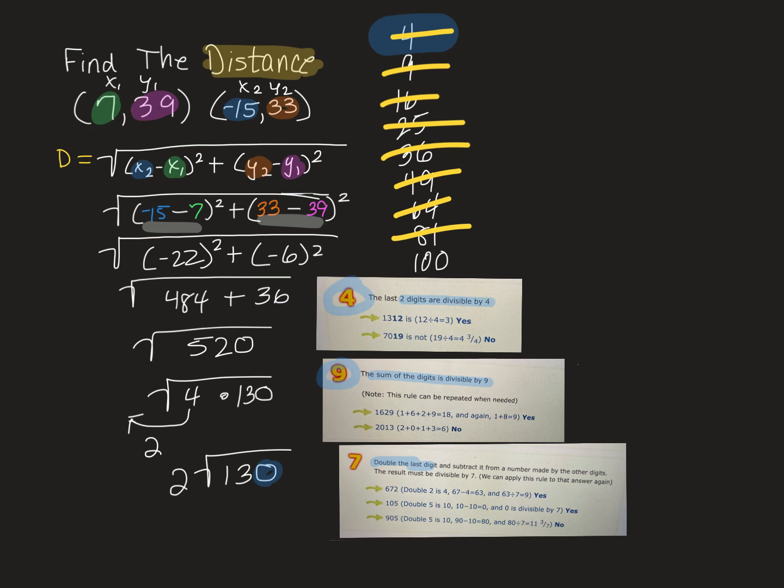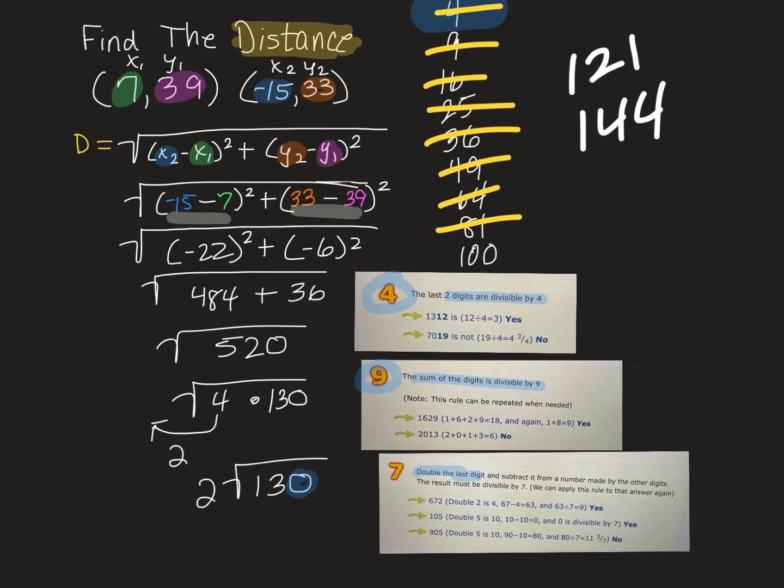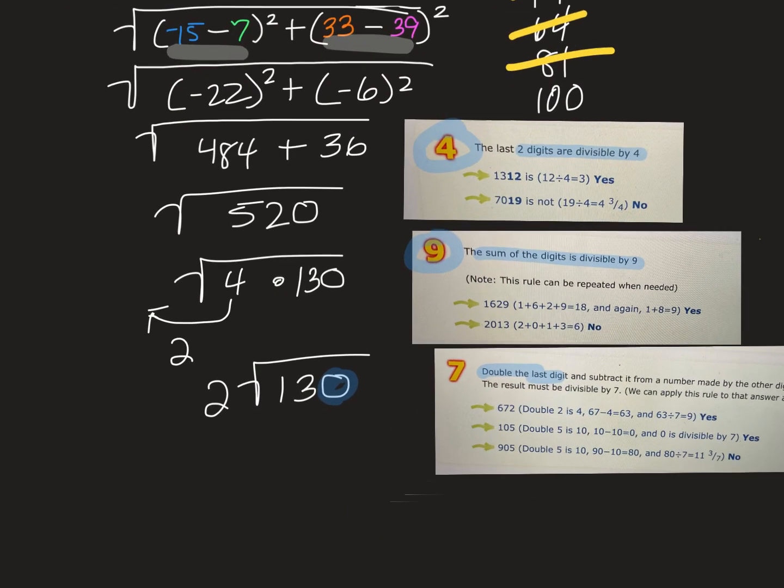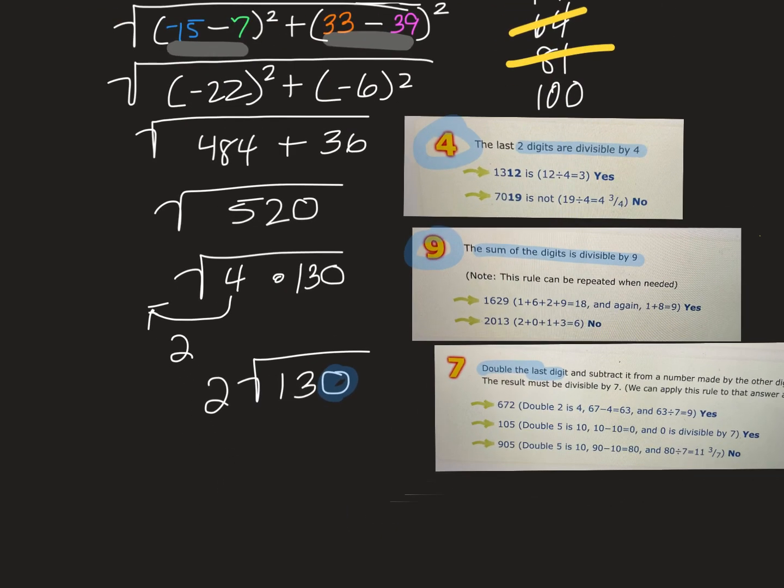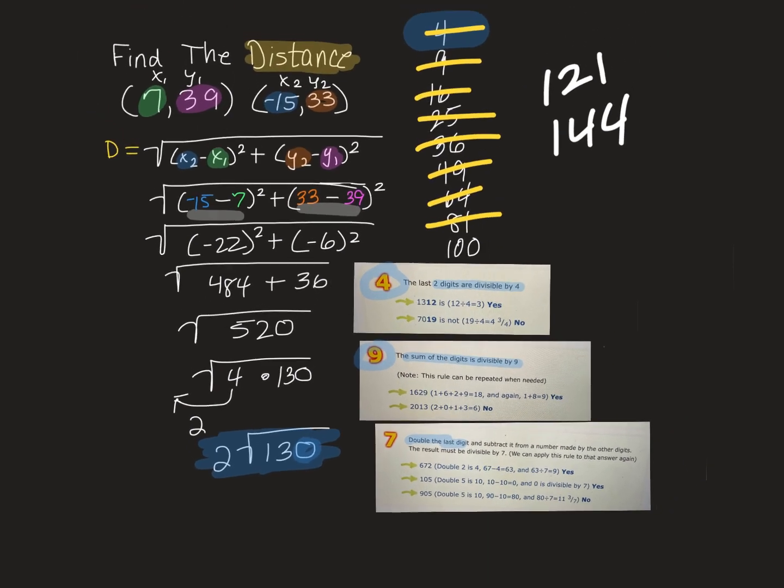I guess I could check the next highest perfect square, which would be 121, which won't go into 130, of course, and then 144, which is too big. So because none of those are factors, we know that the actual, it seems like a big number. How could this possibly be simplified? But in fact, 2 radical 130 is as simple as this radical is going to get.